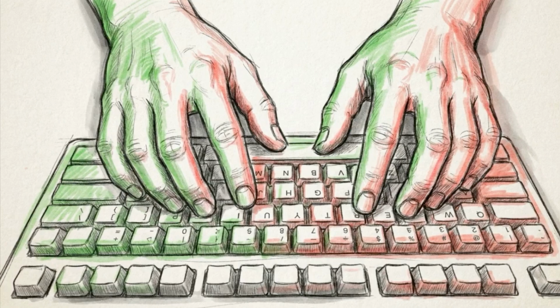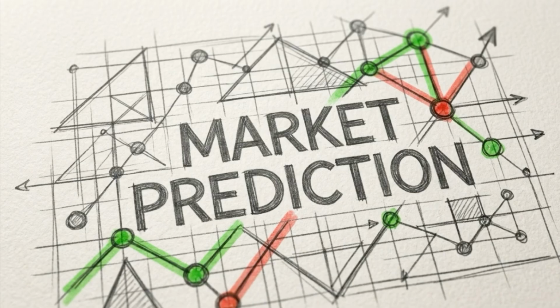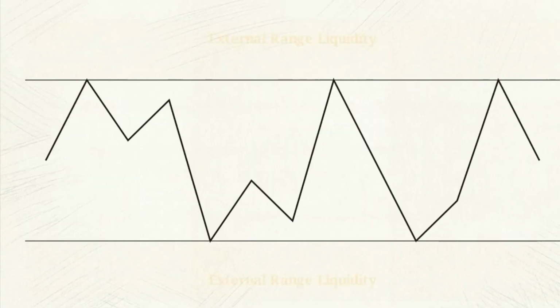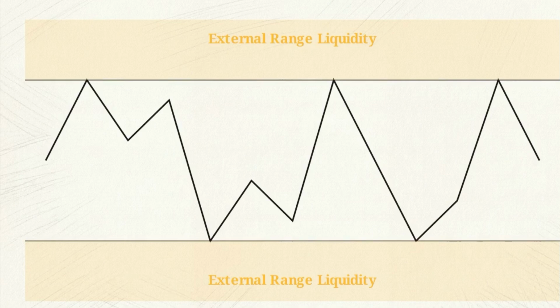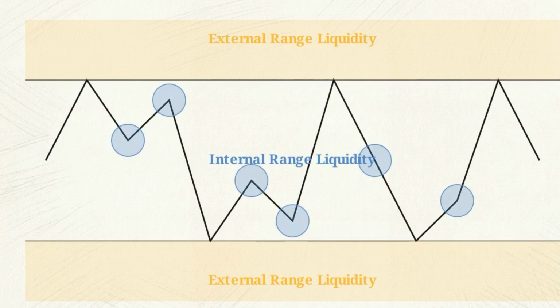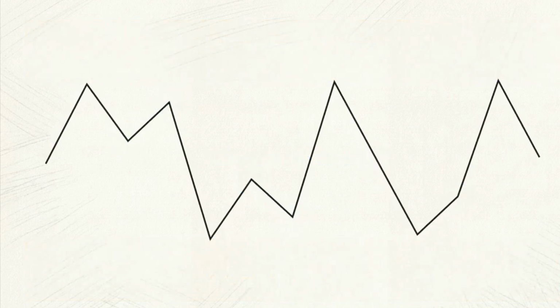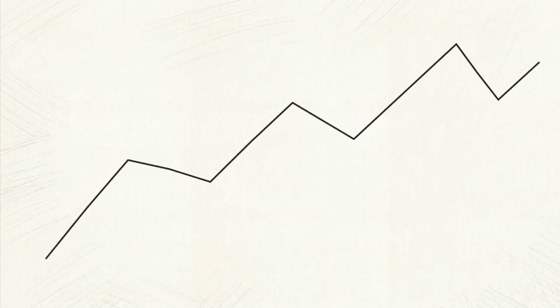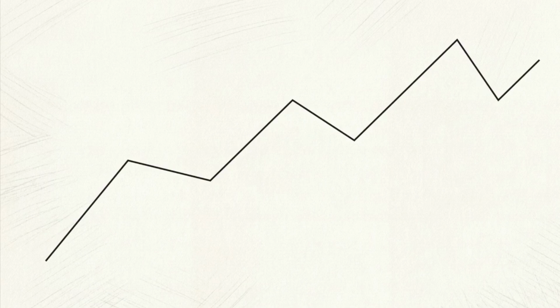Relying on generic support lines leaves you guessing which outcome will happen. To survive, you have to read the structure and predict whether the market will sweep or run before the trap is ever sprung. Look at this basic sideways market channel. The massive pools of stop losses sitting strictly above the resistance line and below the support line make up the external range liquidity. Meanwhile, the scattered clusters of orders trapped entirely inside the channel form the internal range liquidity.